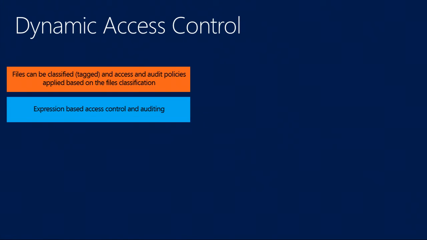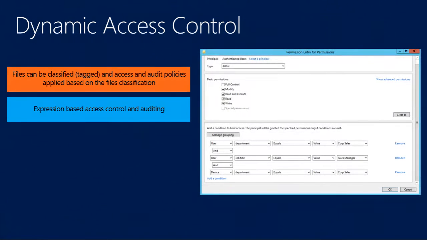Expression-based access control. So we can now say if a user is a member of or has a claim of, and the device has a claim of, then allow access. So we can come up with really complex and meaningful expressions for controlling access. In this example, what I've got is user department equals corp sales, user job title equals sales manager, and device department equals corp sales.